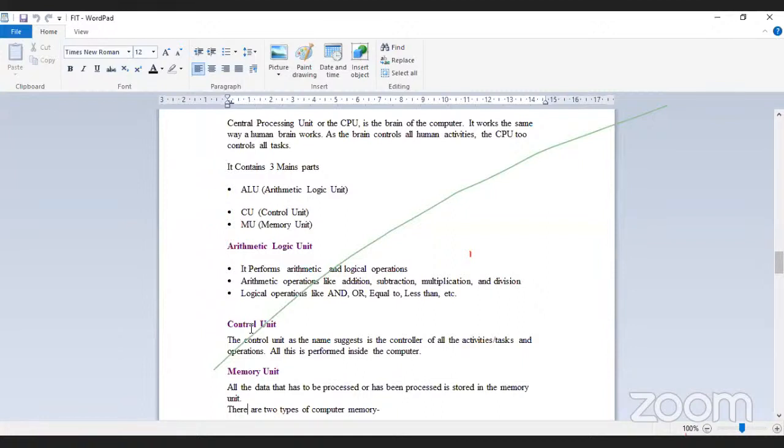For example, if I want to see 1 year or 2 years of data, how can I see it? If storage capacity is there inside a computer, then only I can view my data. Understand? That is definitely the biggest benefit for the computer. Who will take care of that? Memory unit only.